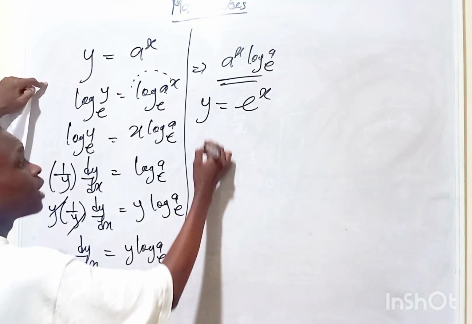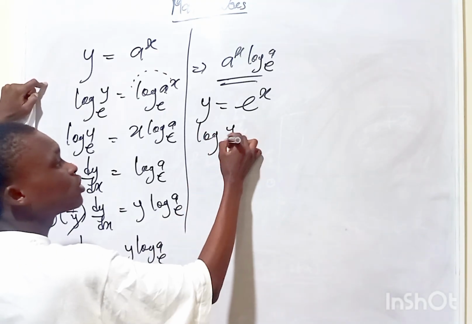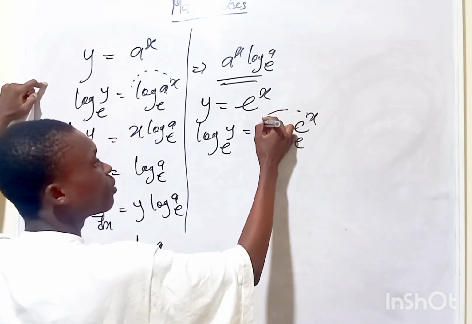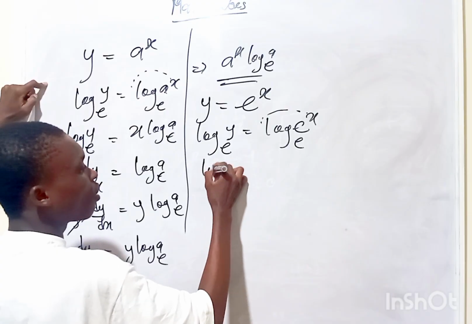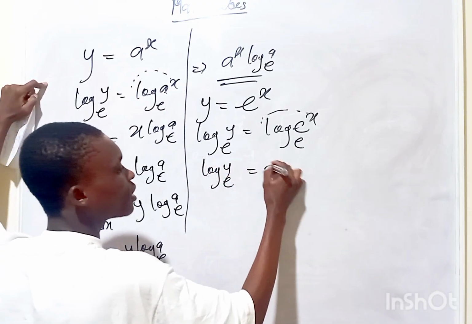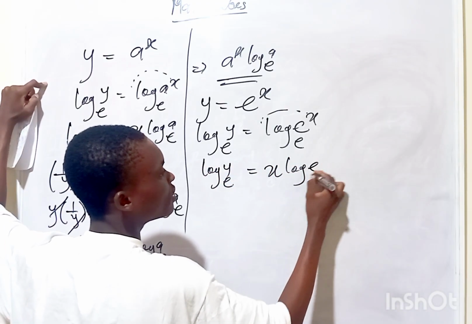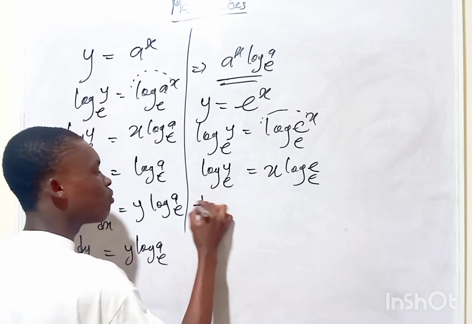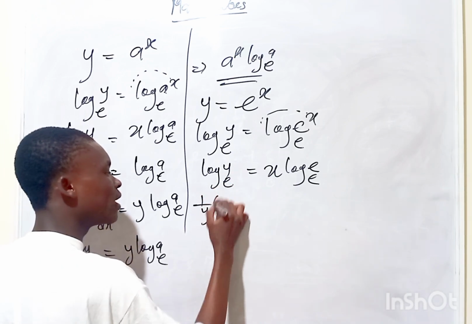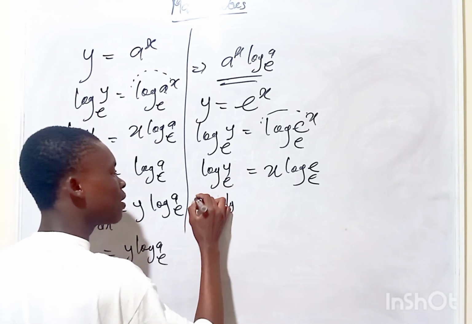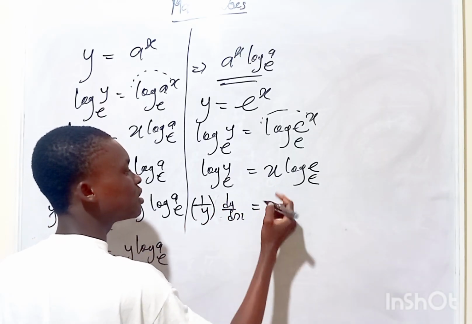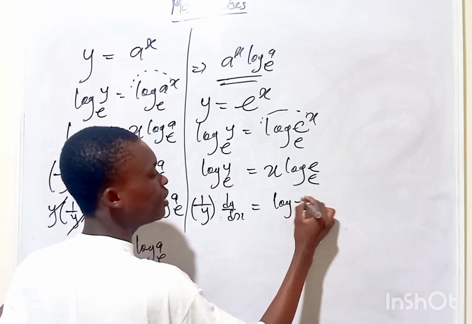All right, so what if we are asked to find the derivative of e to power x? The same method: apply log base e to both sides. So this power here is coming downward. So this becomes log y base e equals x log e base e. From here, we differentiate: 1 over y, then add the dy/dx, equals, we differentiate this, we have only log e base e.